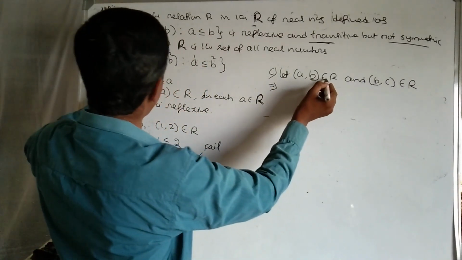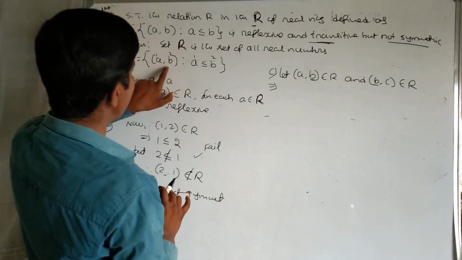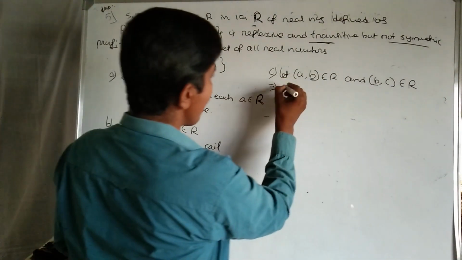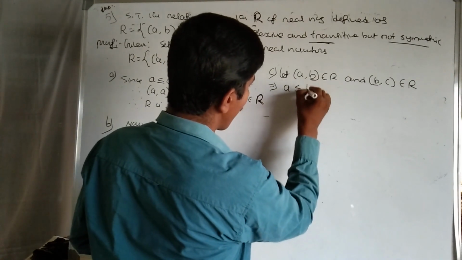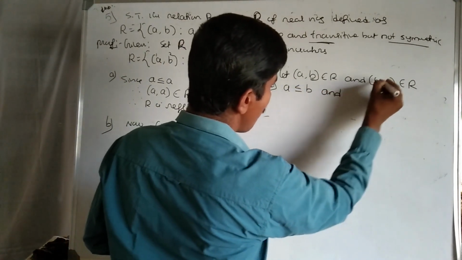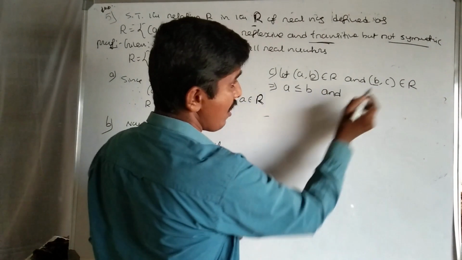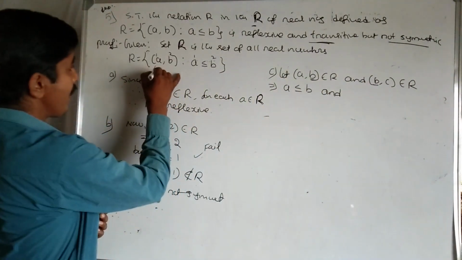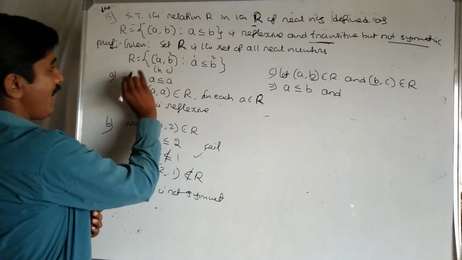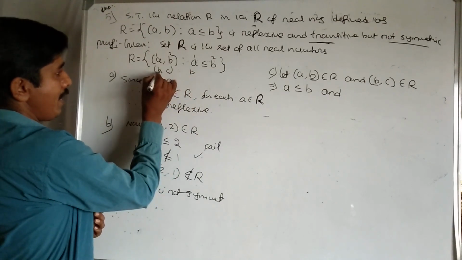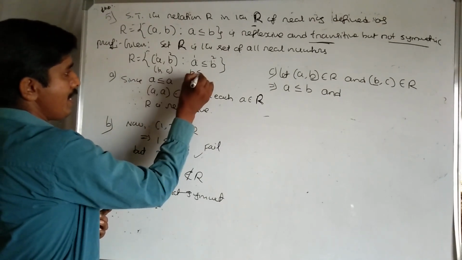(a, b) belongs to the relation means what is the relation? a is less than or equal to b. And (b, c) belongs to the relation means write the relation between b and c. Here the first element is b, the second element is c. The first element b is less than or equal to c.